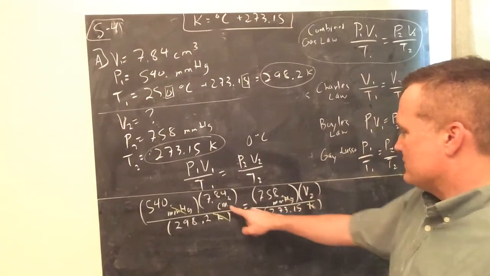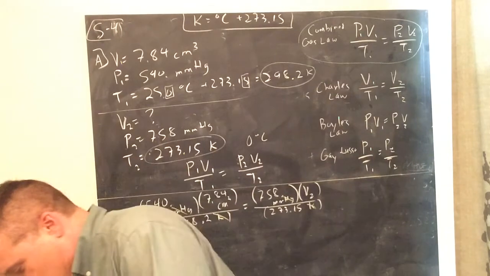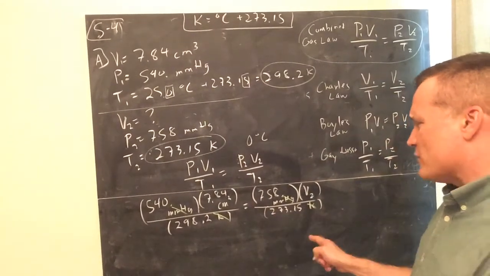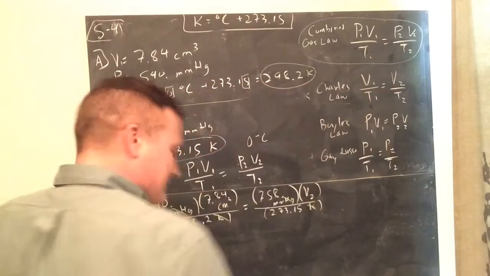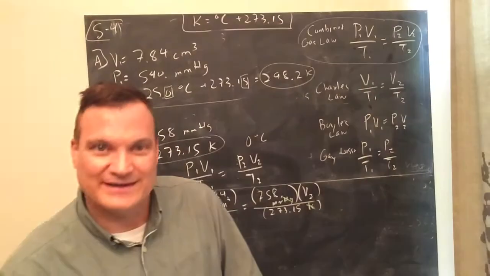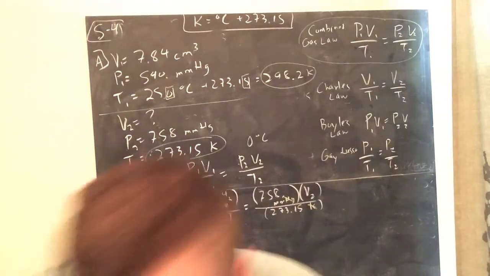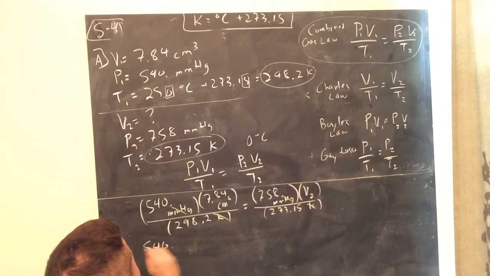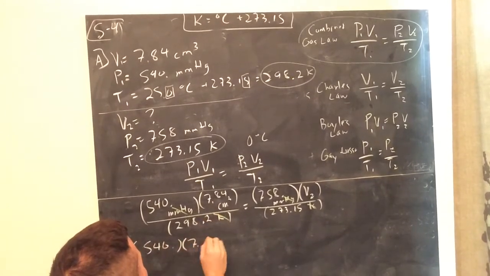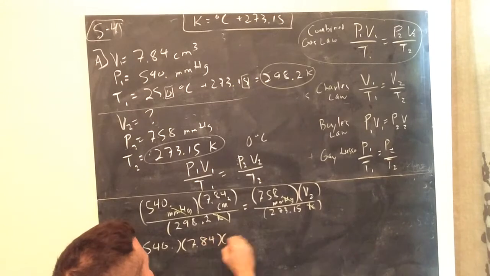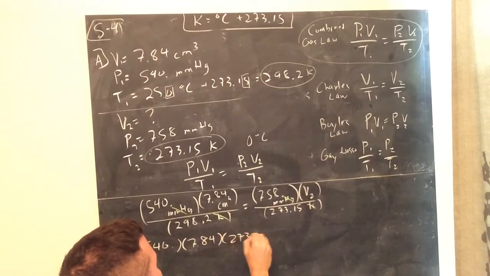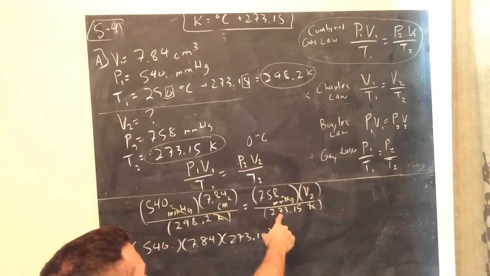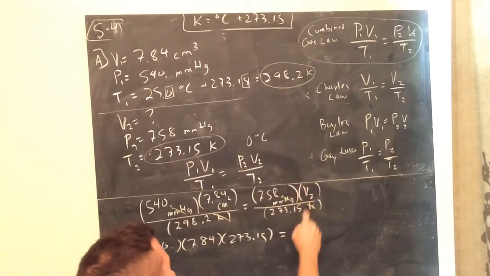Kelvin and Kelvin. So cubic centimeter, again, we're trying to find volume, right? Yes. All right. So now we'll cross multiply. I could use my little chair here too, I guess. So 540 times 7.84 times 273.15 equals this top times bottom equals this bottom, this times this top, okay?